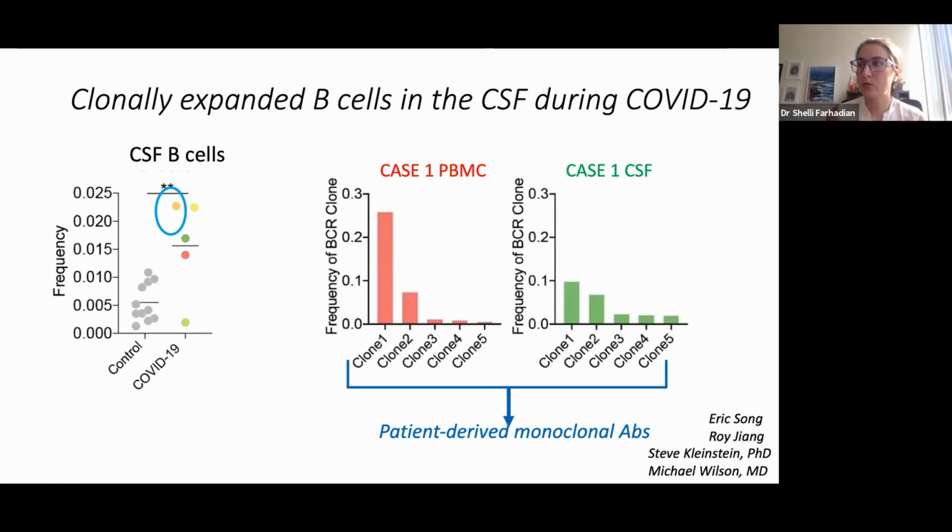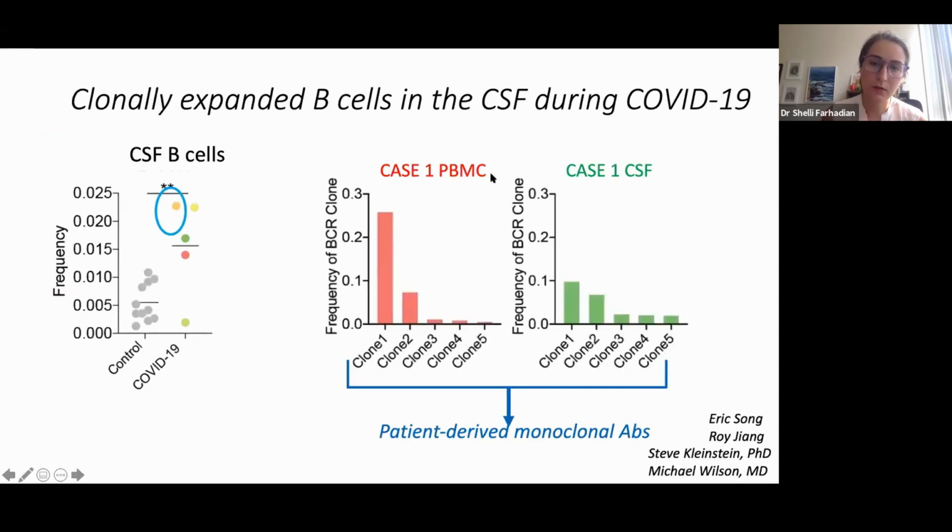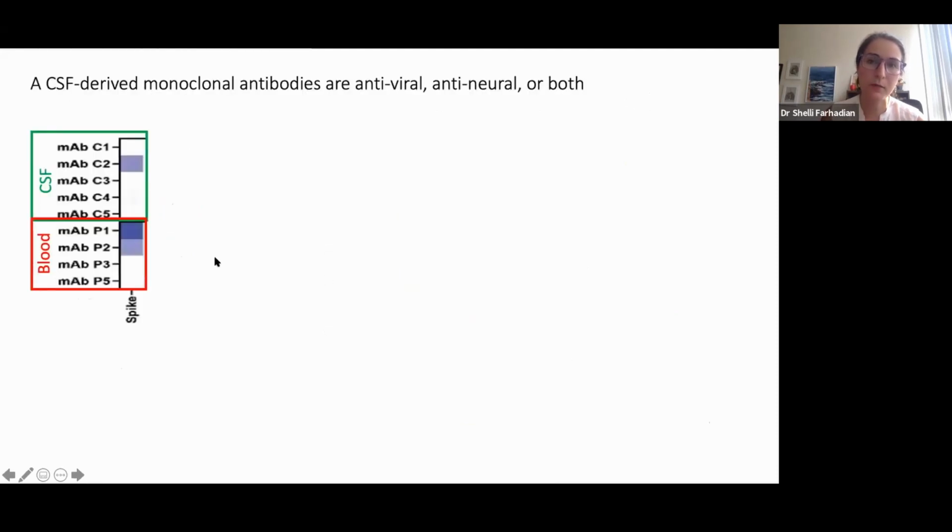To follow up on this, our question was, what are these specific B cell clones targeting? And are these clones targeting viral antigens, in which case this would support our hypothesis of localized antigen within the central nervous system driving this B cell expansion in the CSF? To get at this, we took these clones from the peripheral blood and from the CSF and produced patient-derived monoclonal antibodies from that first patient.